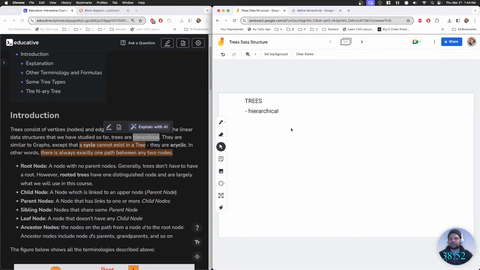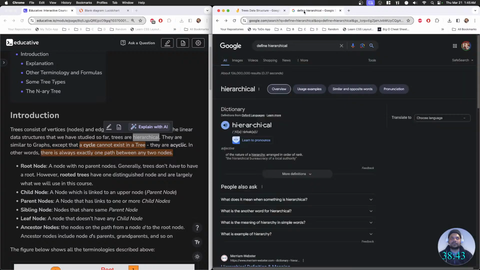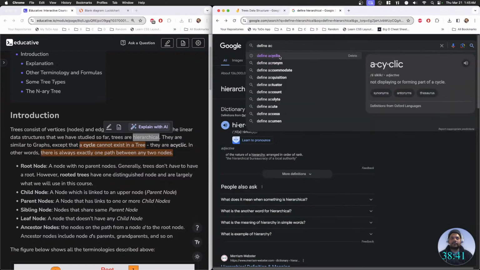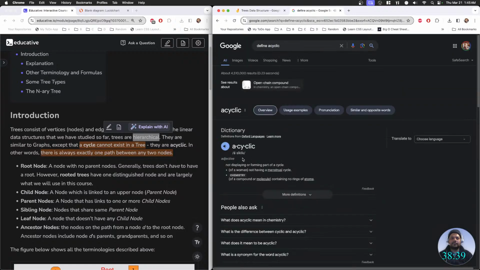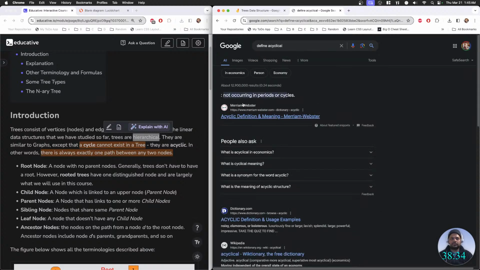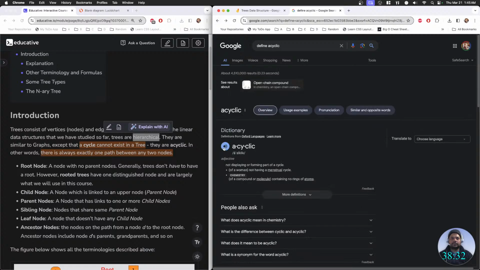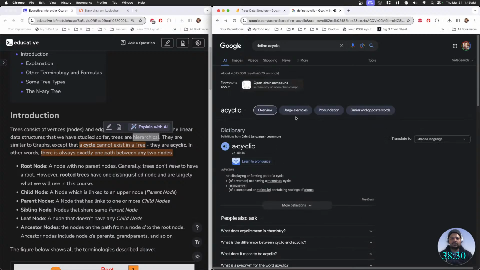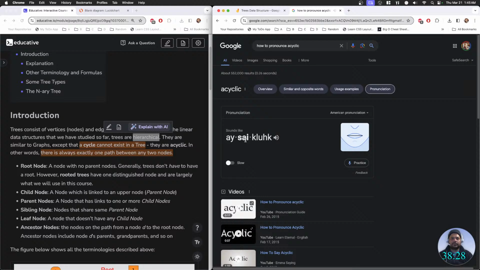Trees are similar to graphs because a cycle cannot exist in a tree. Acyclic, right? Acyclic. Oh, look at that. Acyclic. Very good. This is dope.